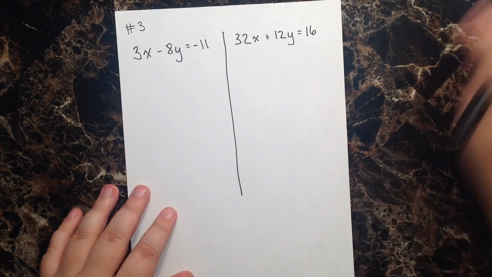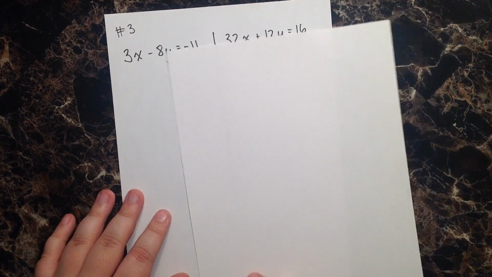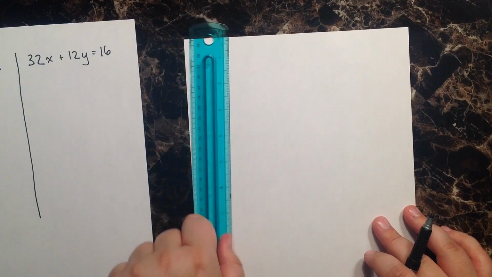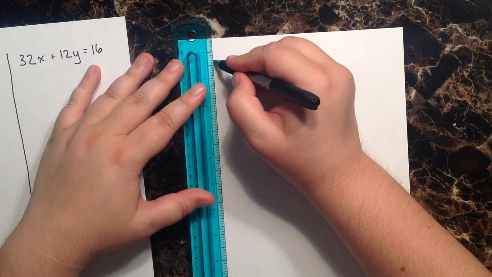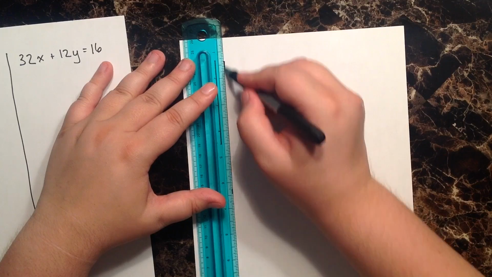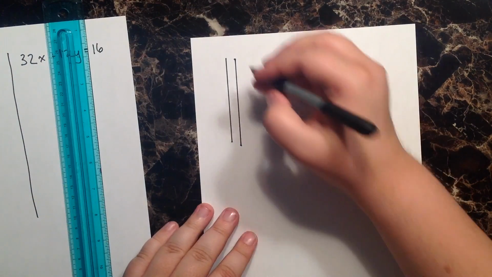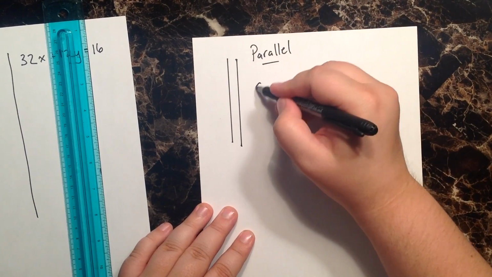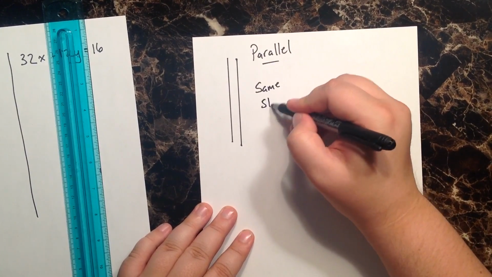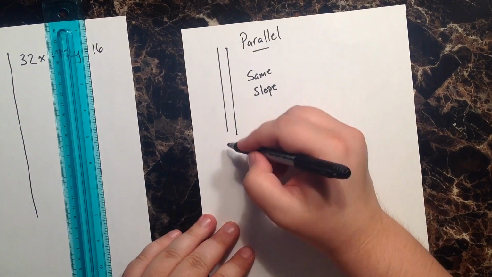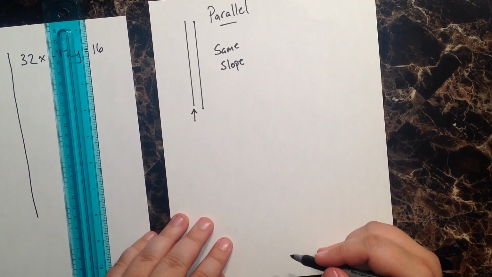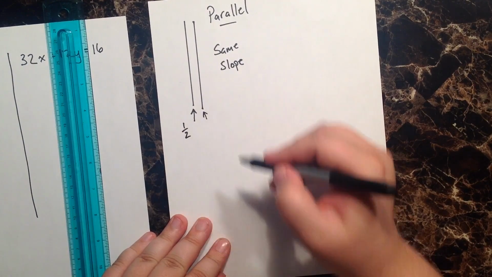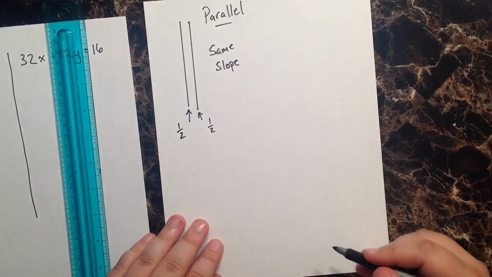Before we tackle this, let's talk about lines in general. You may recall that when lines are parallel, they have the same slope. So if the first line here has a slope of, let's say, 1/2, then its parallel will also have a slope of 1/2.